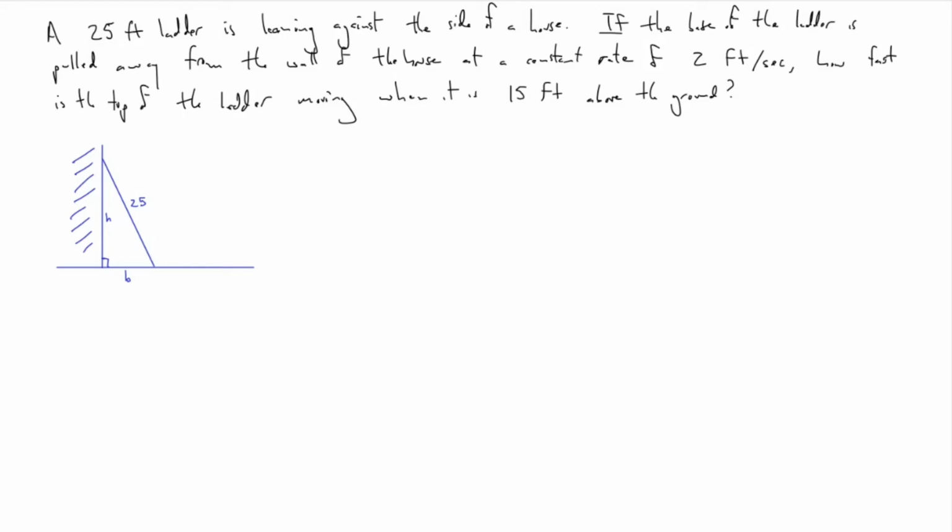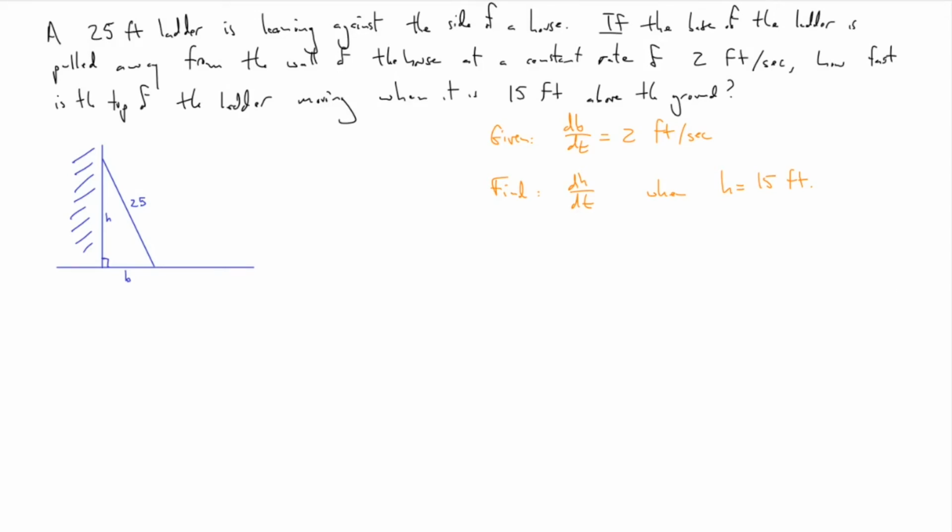We're told that the bottom of the ladder is moving away from the house at a constant rate of 2 feet per second. That means that this value of B is increasing at that rate. In other words, the problem tells us that dB/dt, the rate of change of the base, is 2 feet per second. The rest of the problem asks us, how fast is the top of the ladder moving? That means how fast is the height changing? In other words, find dH/dt at the particular moment when the height is 15 feet.